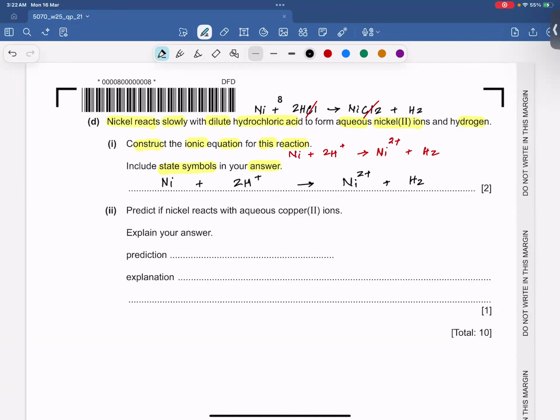So this is the ionic equation I'm going to write. Let's talk about the state symbols. Since nickel is a metal and all metals are solid at RTP, it is solid. Its ion medium has to be aqueous. Hydrogen is a gas at RTP. Okay. Predict if nickel reacts with aqueous copper 2 ions. Explain your answer. Prediction: yes, it will react. Explanation: because its reactivity is greater than that of copper.